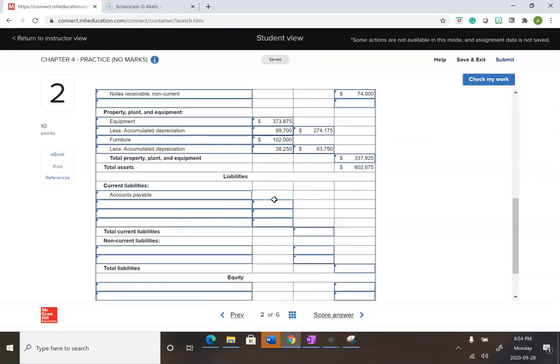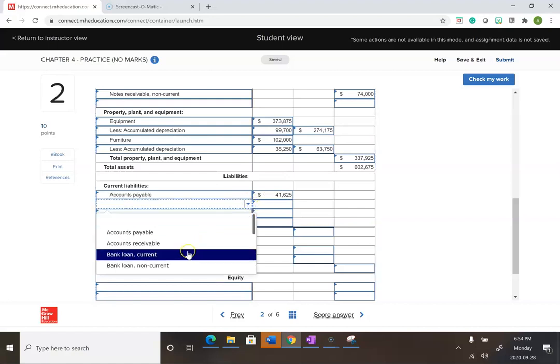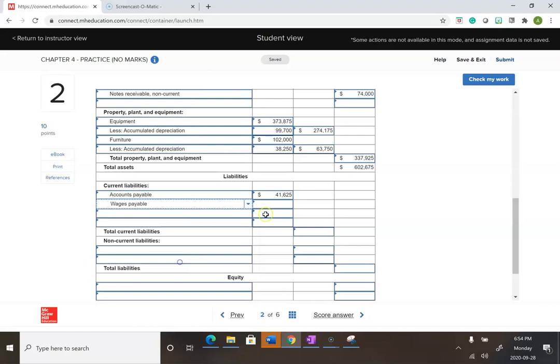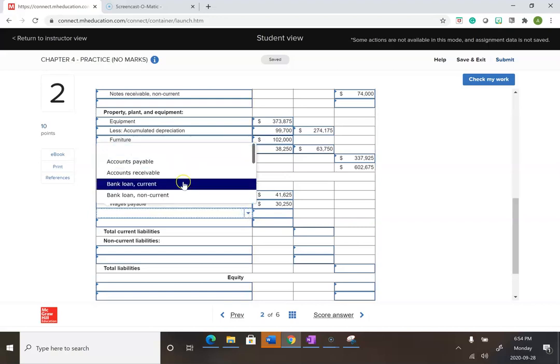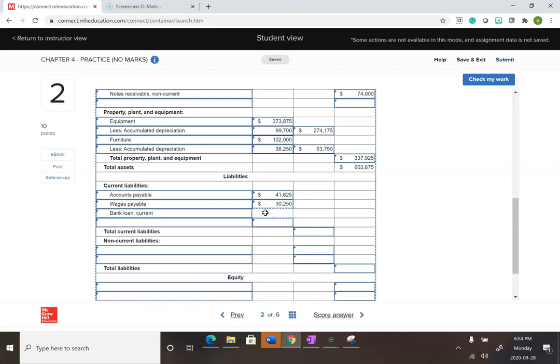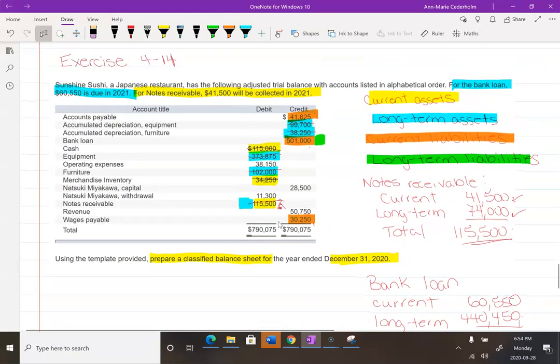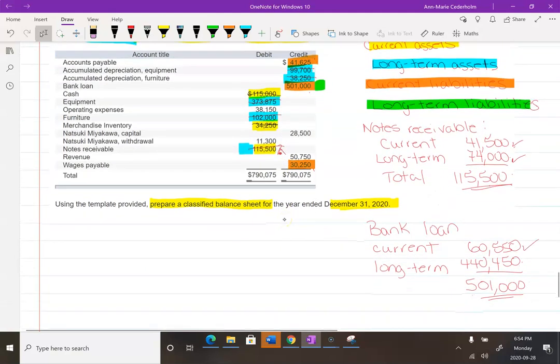So we'll start with accounts payable. Put that in for 41,625. Then I have my wages payable, and put that one in for 30,250. And then I have my bank loan current portion, and we said that was 60,550. So let me go ahead and check them all off. So I've got my 60,550. I did my accounts payable, and I also did my wages payable. So once you use an account, you can't use it again.